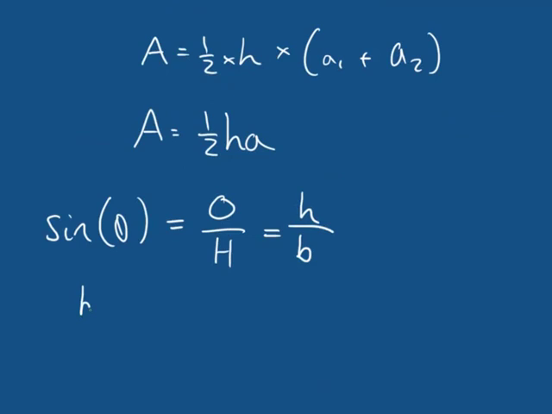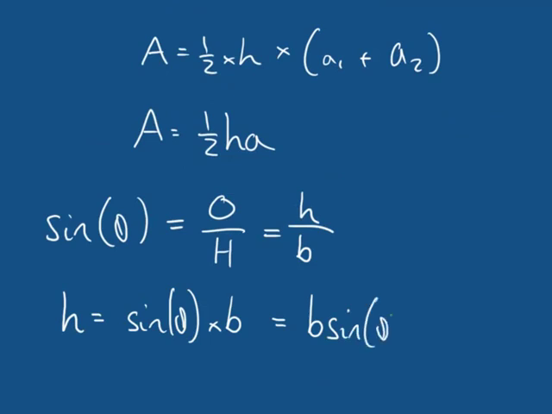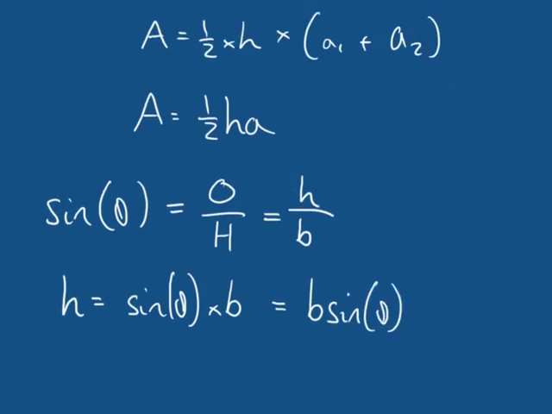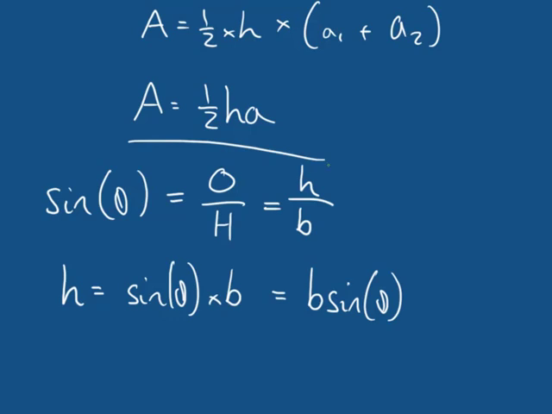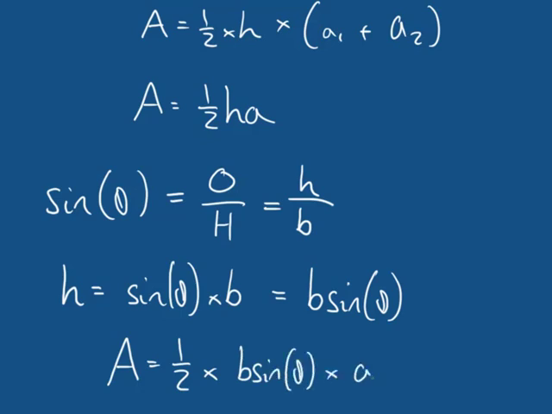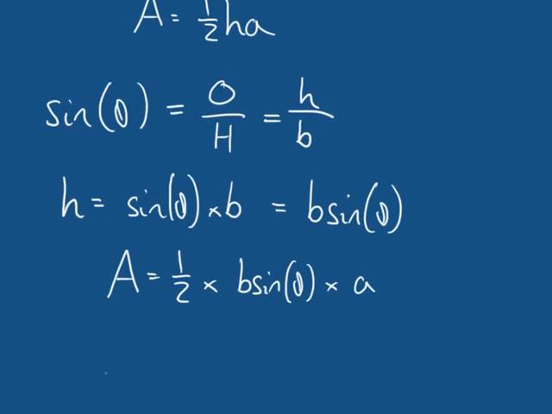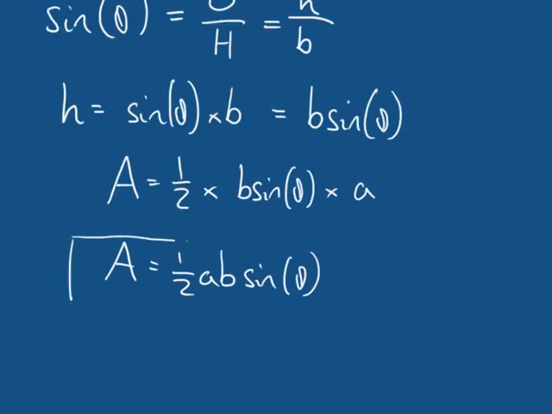That means that, my apologies, we're trying to find h, not B. That means that h is equal to the sine of theta multiplied by B, which is more commonly written as B sine theta. So we now have that h is equal to B sine theta. Well, if the area is equal to 1/2 h A, that means our area is equal to 1/2 times B sine theta times A, which is more commonly written as the area is equal to 1/2 A B sine theta. This is the area equation for an arbitrary triangle.